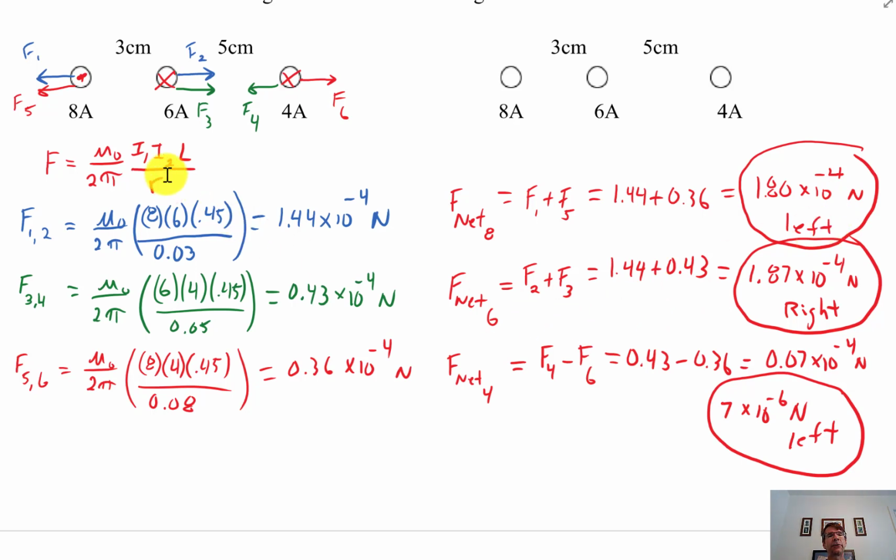I have to add F2 and F3. It shows me in the diagram. F2 is blue, F3 is green. I add the 1.44 plus the 0.43, 1.87 times 10 to the negative fourth newtons to the right.